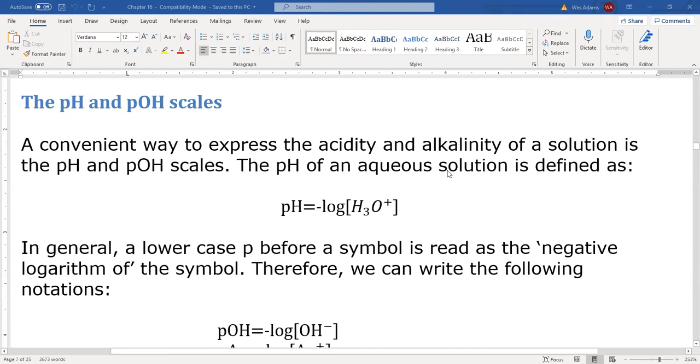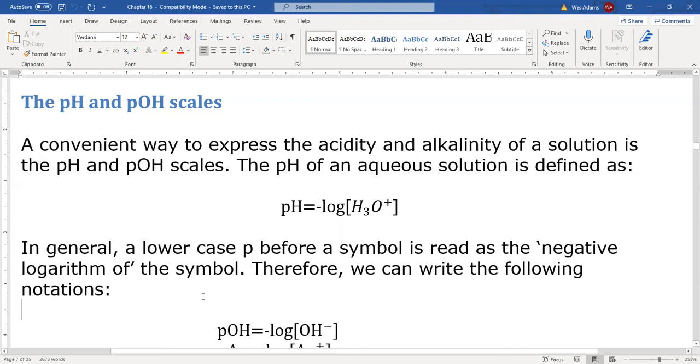The lowercase p is the negative log. It represents the function that we're doing, and then H is the hydrogen ion, which reflects the ion that's represented in the notation. But you could do the same thing with some other numbers.